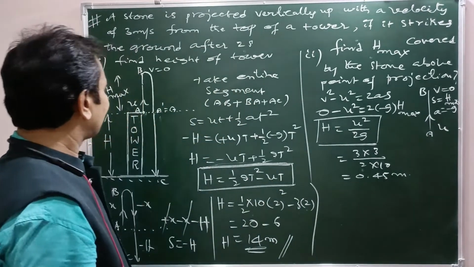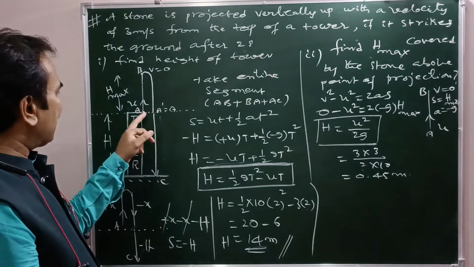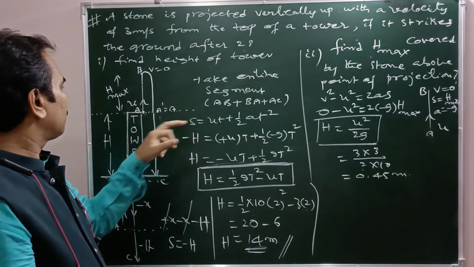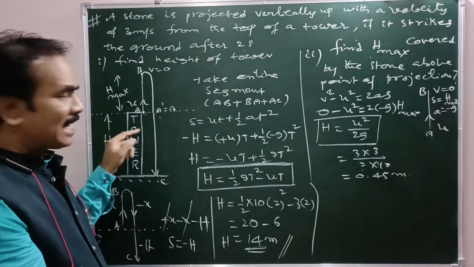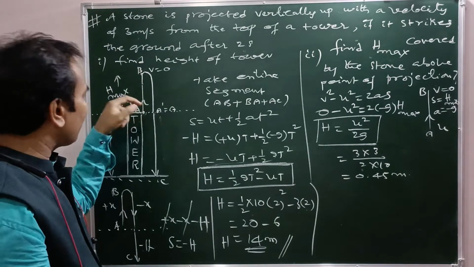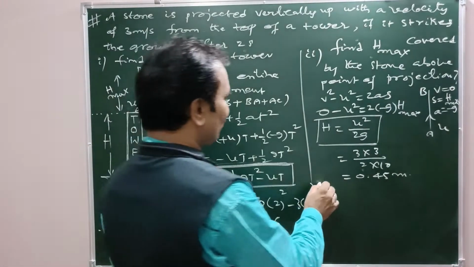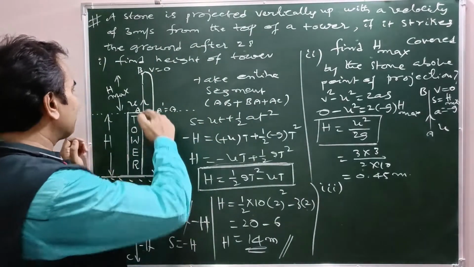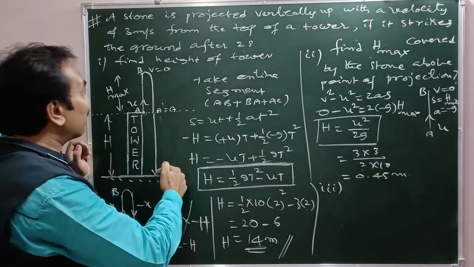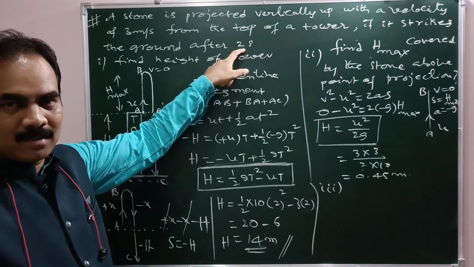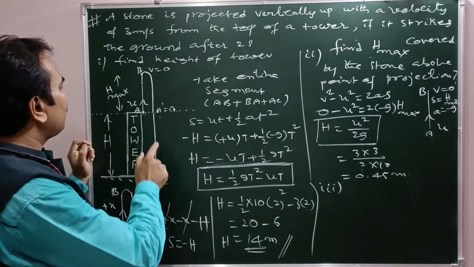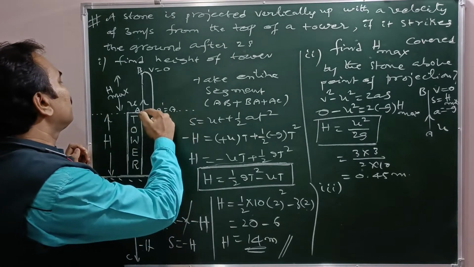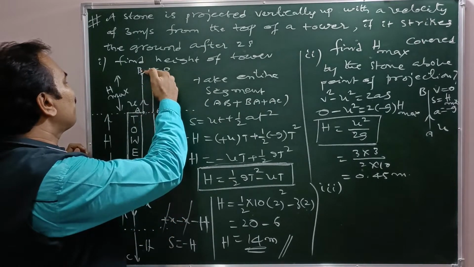Question number 3. Time taken to reach the level of projection. That is, time to cover segment A to B and again from B to A. Right? Number 3. It's not the time of flight. Why? Because time of flight means time taken to cover the entire segment, that is 2 seconds, given already. Now the question is to find the time to reach the point of projection, 1 second. Means to go from A to B and again from B to A. That's all.